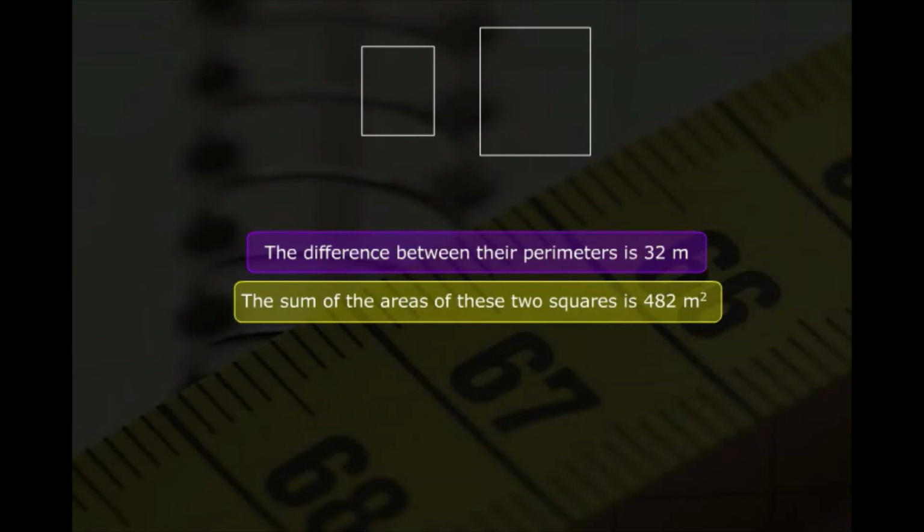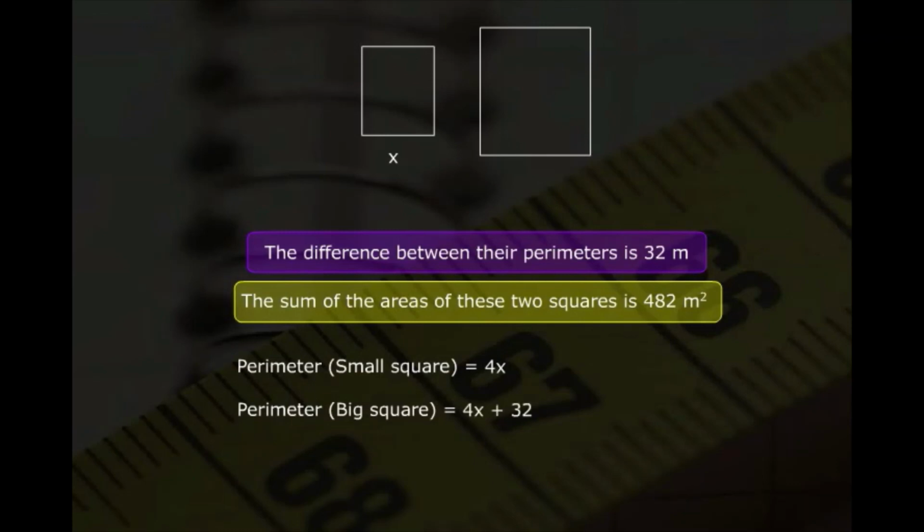We don't know the dimensions of the squares. So let us take the length of the smaller square to be x there. So the perimeter of this square will be 4x. Now let's look at the first condition. The difference between the perimeters of the two squares is 32 meters. So the perimeter of the larger square would be 32 meters more than the perimeter of the smaller square. So the perimeter of the bigger square will be 4x plus 32.